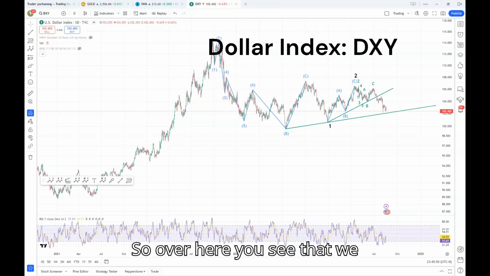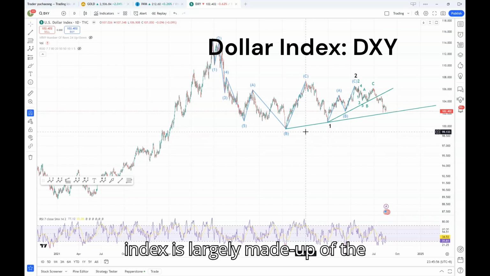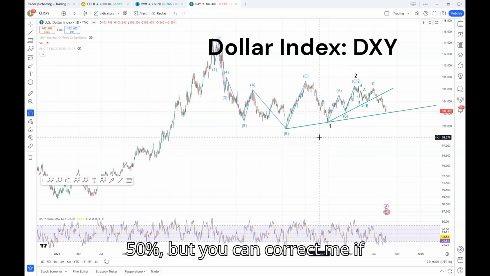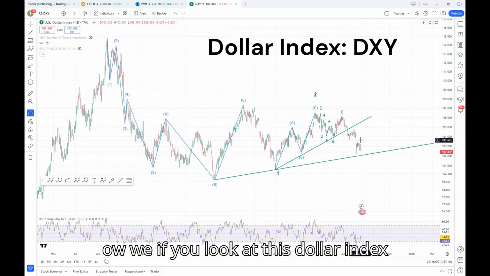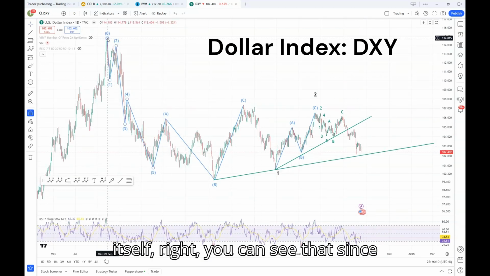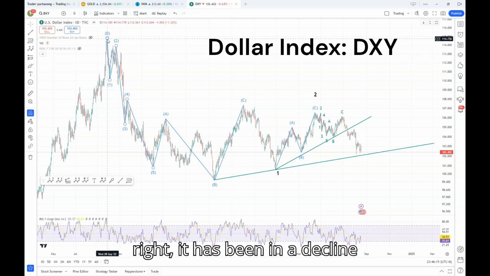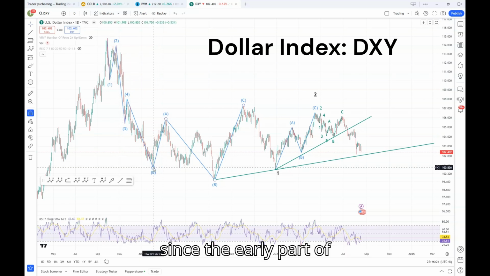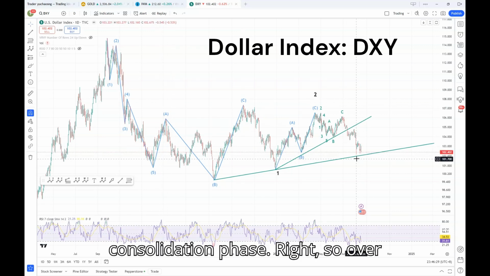So over here you see that we have the dollar index. The dollar index is largely made out of the euro. I think it constitutes more than 50%, but you can correct me if I'm wrong. Now if you look at this dollar index itself, you can see that since September 2022 it has been in decline. But it's not so obvious because since the early part of 2023 until today, which is mid August 2024, it's actually in a consolidation phase.